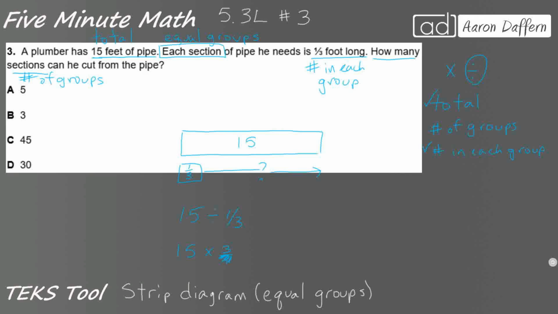It's like 15 times 3. Well, we could do 15 times 3. And that's going to get us 45 groups. And so we need 45 groups of 1/3 foot. Our answer is C.